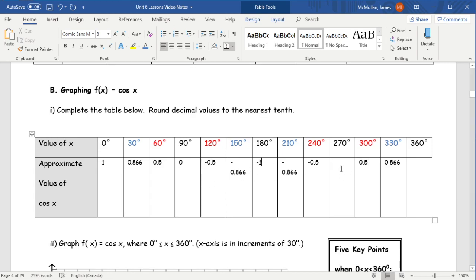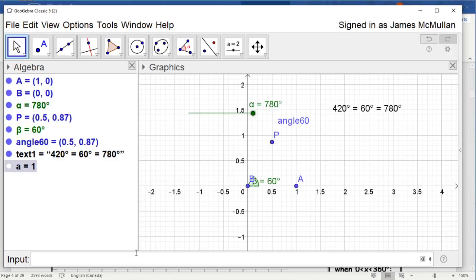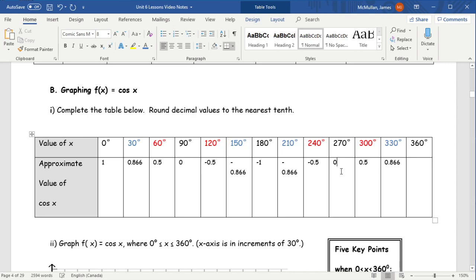Cos of 180 is negative 1 at 180. Again, you can just check this for yourself. Cos of 180 degrees is negative 1. It's 0 at 270, and it's back to 1 at 360.